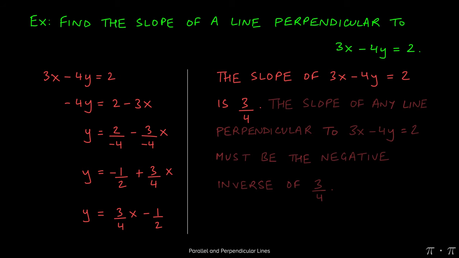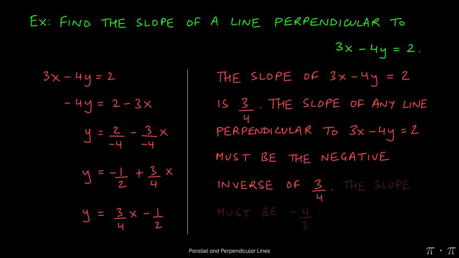We should remember that for the slope of a perpendicular line, we need to find the negative inverse. The negative inverse of 3 over 4 is negative 4/3. So it's either called a negative inverse, some texts call it the negative reciprocal, either is the same.